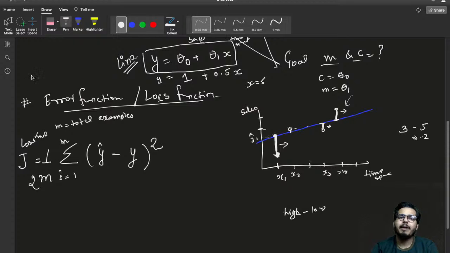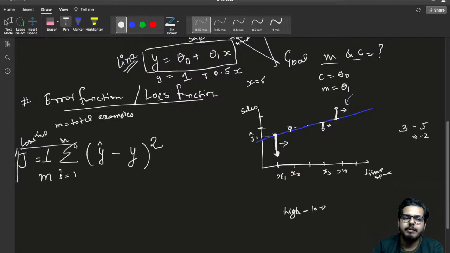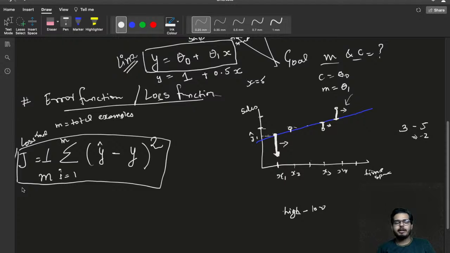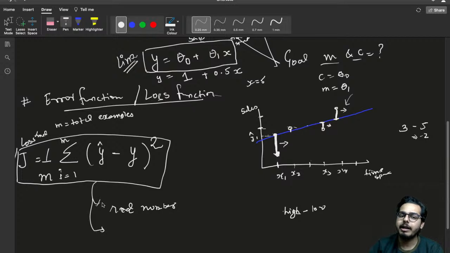So you can divide by 1 by m or 1 by 2m, that is fine. You just simply do 1 by m, and this is your loss function. I hope everyone knows by now how we got the loss function. What this loss function actually tells you is a real number. And what does that real number tell? That real number tells you how much loss, or how bad this line is.